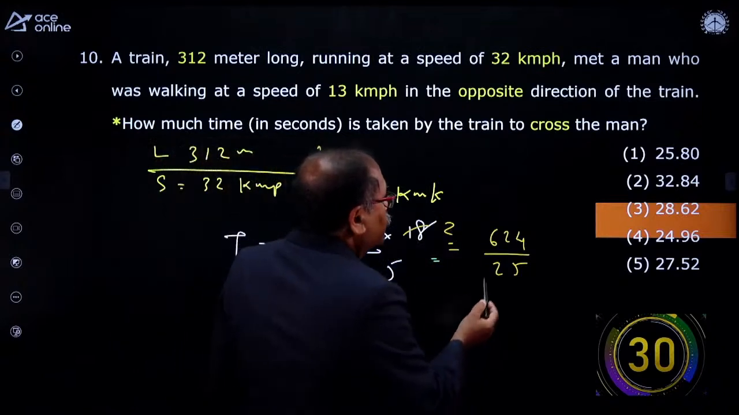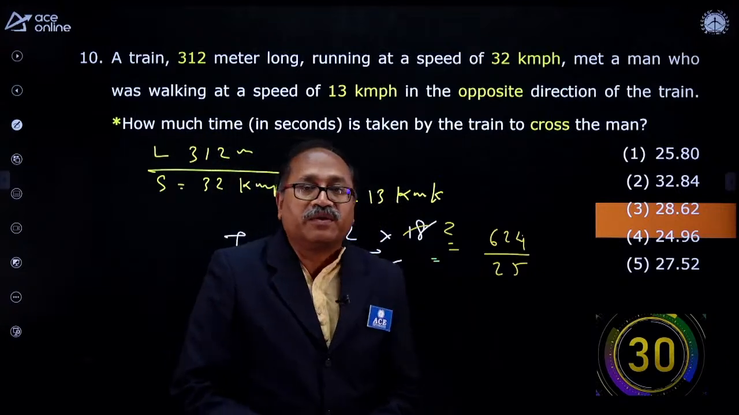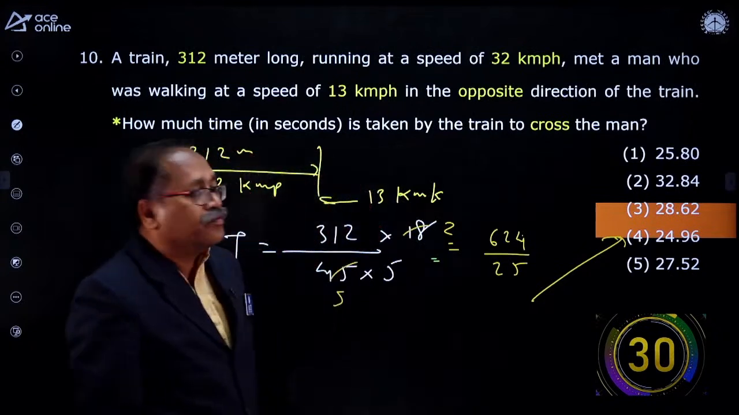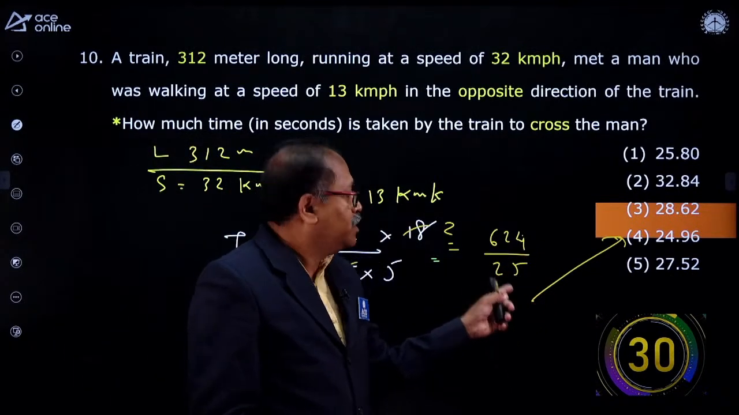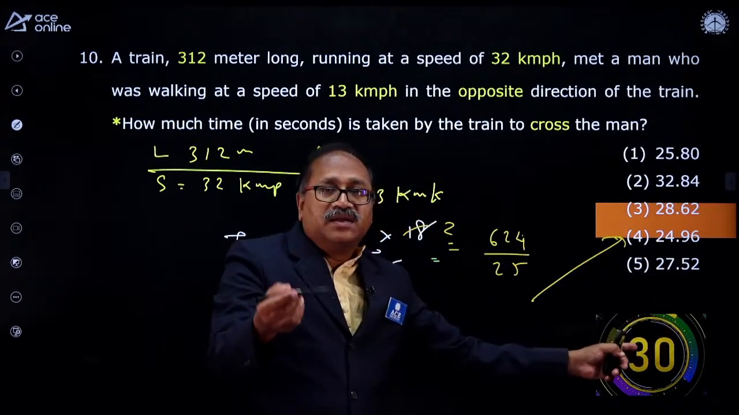So you are getting very close to 25, but slightly less than 25. So shall I say that my answer should be option 4? Because 25 into 25 is 625. This is slightly less than that. Can you see that 24.96 is slightly less than 25?